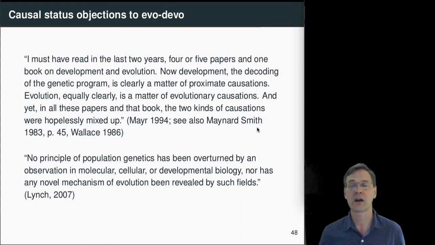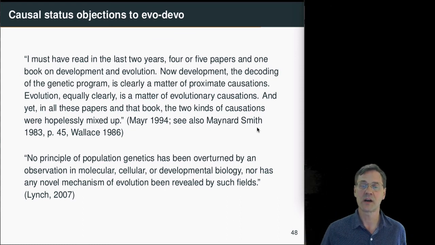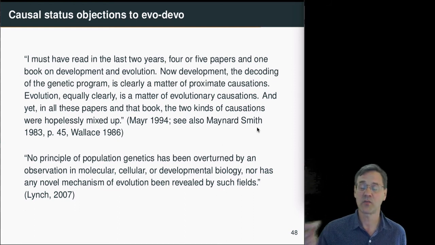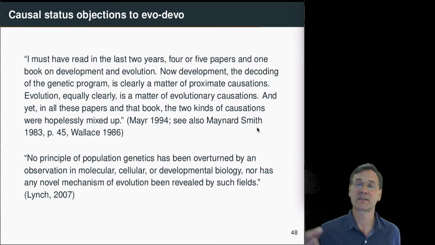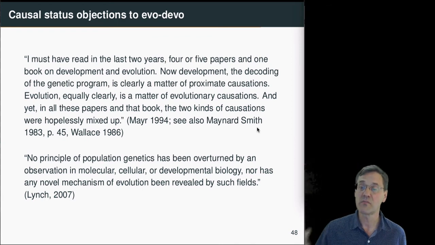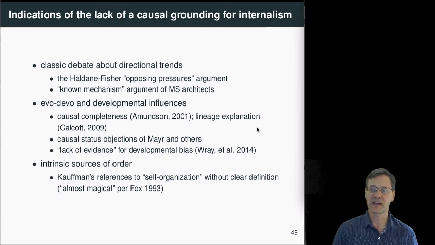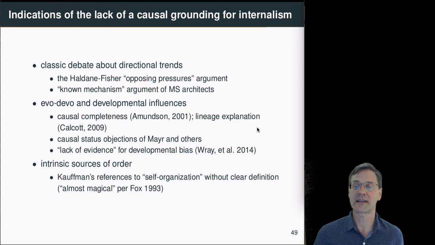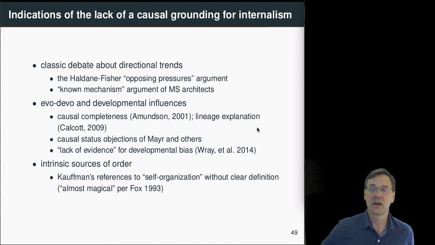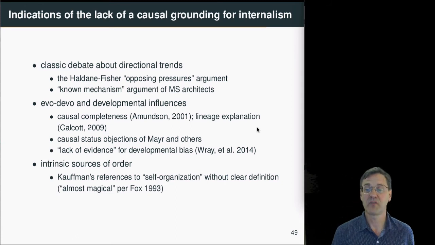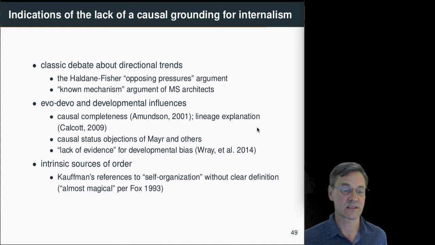We can say, no, Ernst Mayr, we can construe development as a cause because the developmental genetic organization induces phenotypic biases in exactly the way that I described, and those can act as biases in the introduction process, which is a known mechanism. And more generally, the lack of a causal grounding manifests in a variety of ways. So we've already discussed this classic debate about potential causes of direction. In regard to evo-devo, we have both the objections of critics and the explicit search for causal legitimacy by evo-devo proponents, reflected in arguments about causal completeness and lineage explanation.